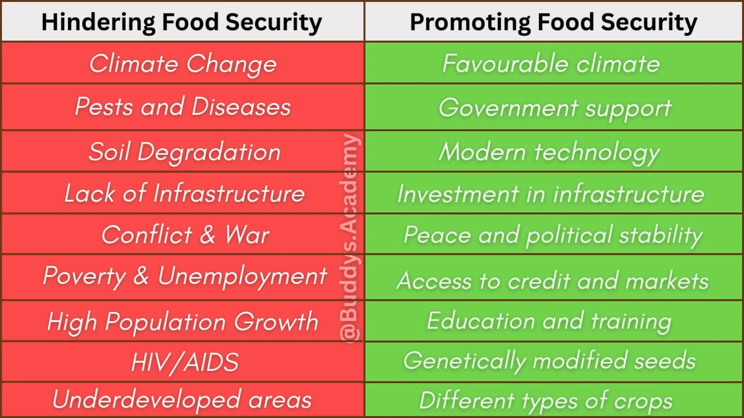The use of modern technology, which is improved irrigation, tools, and drought-resistant crops. Investment in infrastructure, so that's good roads, storage, and markets. Remember, that's all going to lead to your promotion of food security. Access to credit and markets. This is going to help farmers grow and sell more produce. Education and training. This is going to allow farmers to use better, more efficient methods. The use of genetically modified seeds.